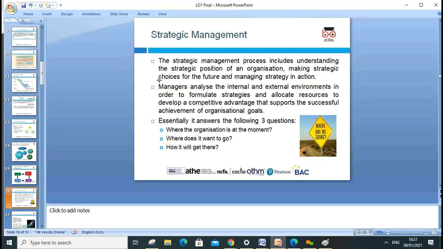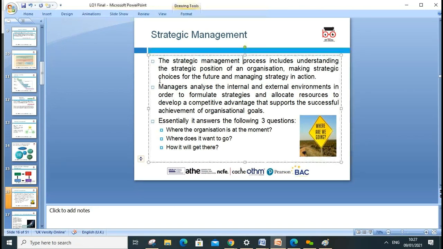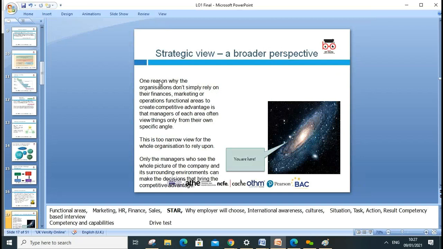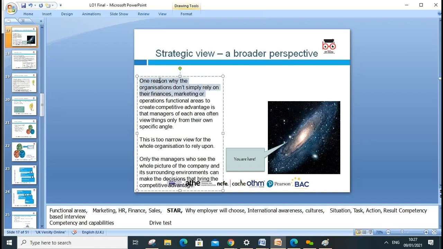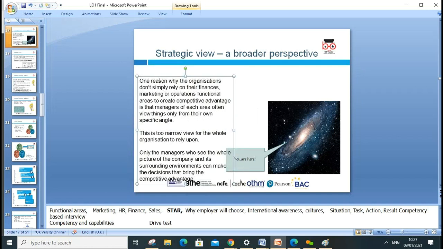Strategic management is all about the process, including understanding the strategic position of the company: what we are, how much market share we have, where we want to be. Managers analyze both the internal and external environment: where the organization is at the moment, where we want to go, how we will get there. That's all we need to ask. A strategic view is a broader perspective. Organizations don't simply rely on finance, marketing, operations, and functional areas to create competitive advantage. We need to look at all areas to see how we can create competitive advantage. Then the overall organization can succeed.